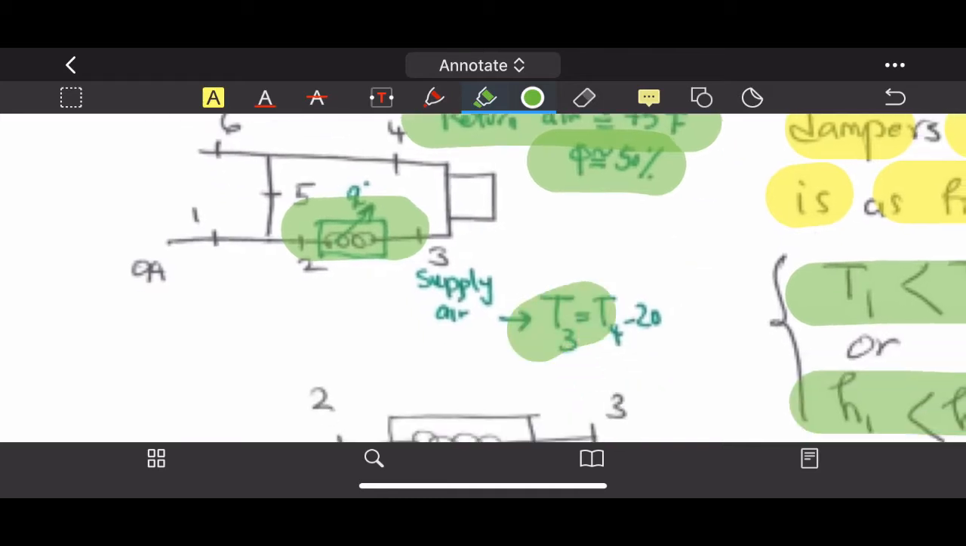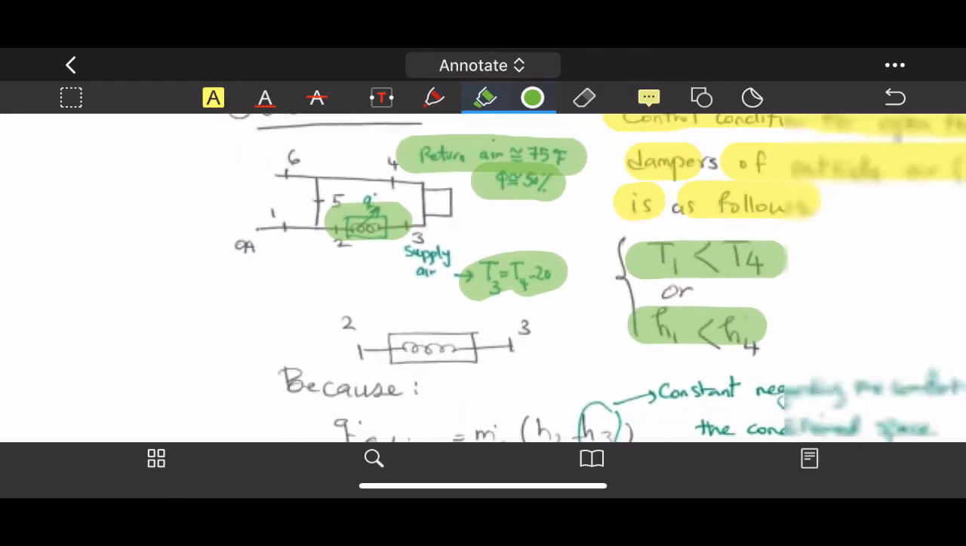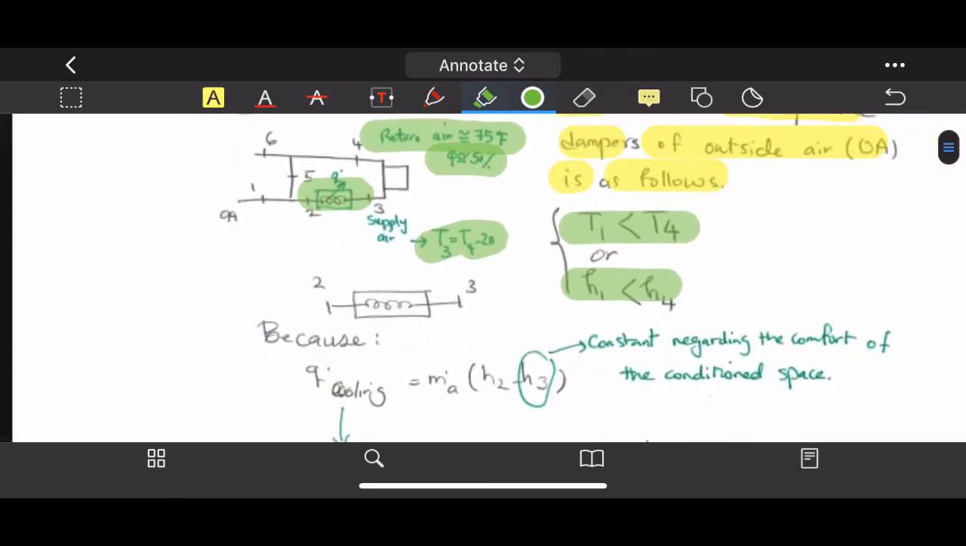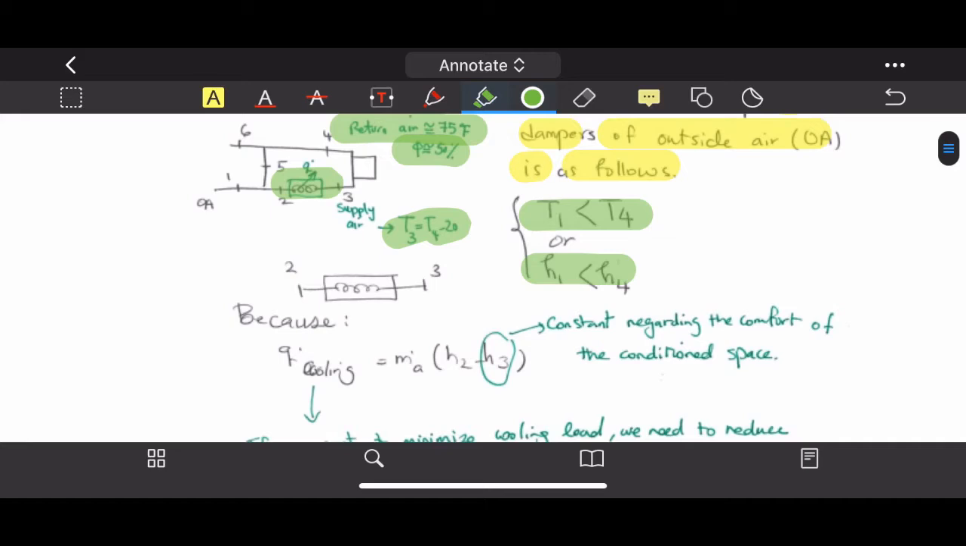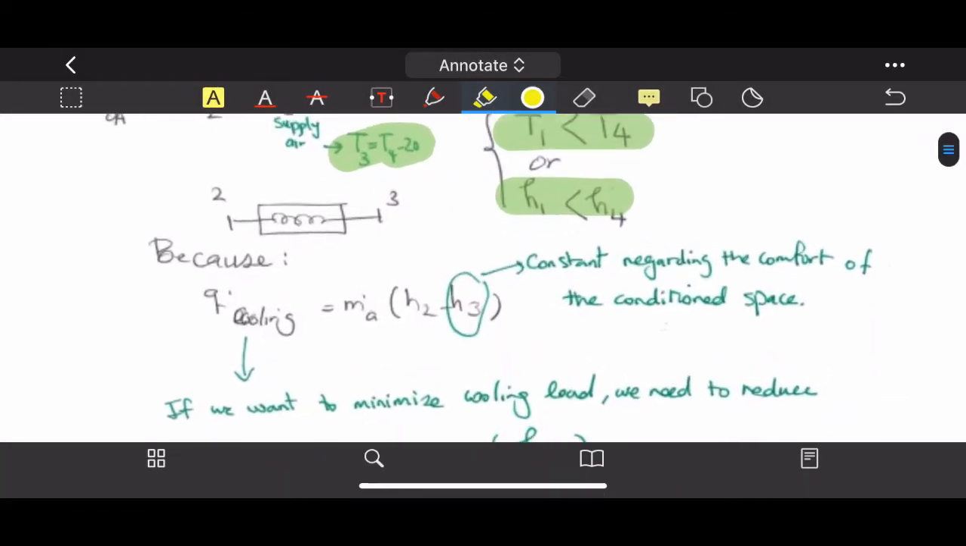The supply air is technically T3 equals T4 minus 20, because T4 is higher than T3. Now, there is not much calculation here. It's just some mental thought, or a mental experiment.